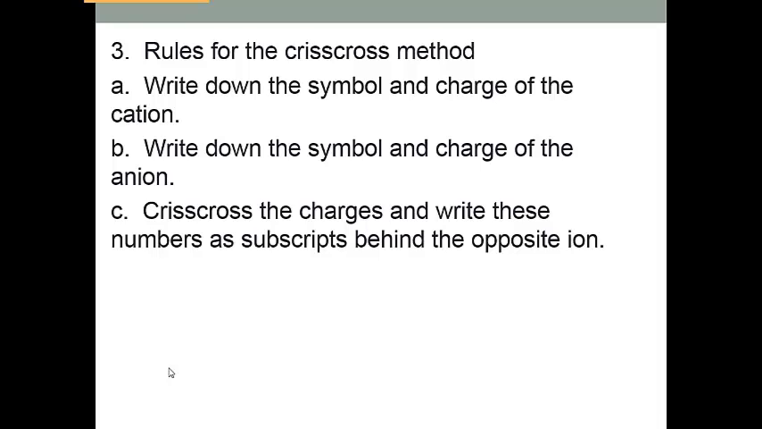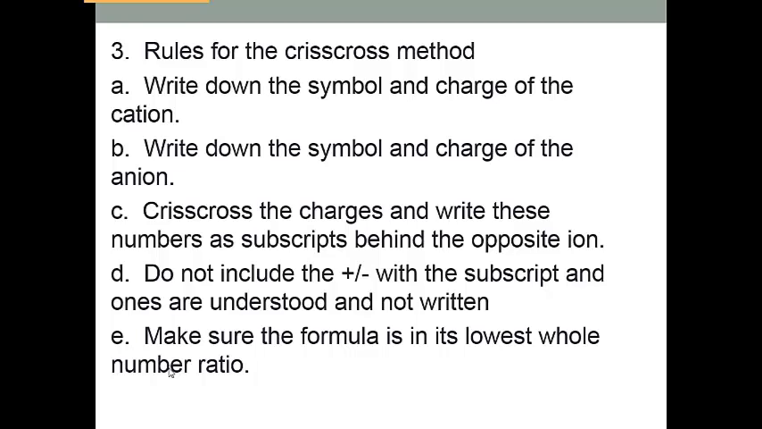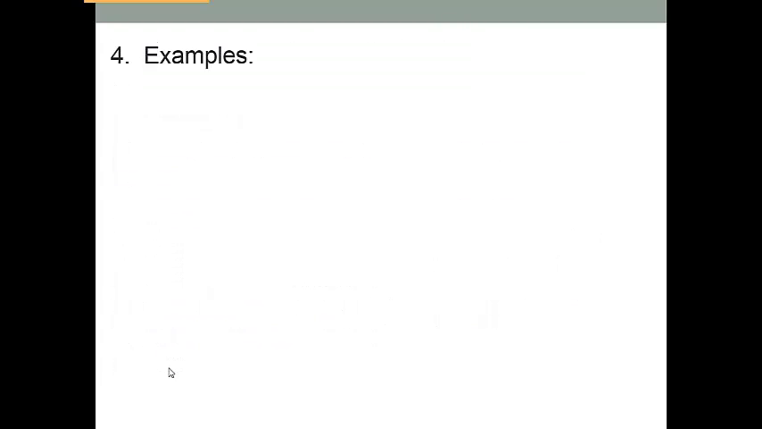Then we're going to crisscross those charges, and I'll show you what I mean by crisscross. You're going to write the charge number as a subscript behind the opposite ion, but you don't include the plus or the minus, just the number. You're only going to be writing that number, whatever that charge was, as a subscript behind your opposite ion. If it's a 1, we just understand that 1s we don't write. It's just understood. And you want to make sure that your formula is in the lowest possible ratio. Okay, so let's practice.